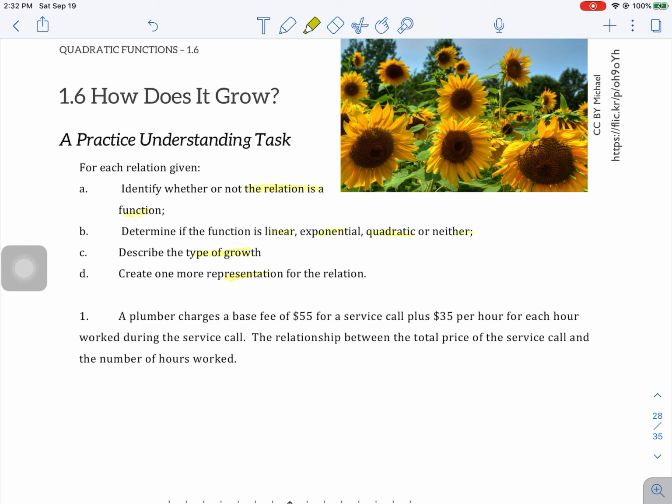I'm going to pick a few of these. This is 1.6, quadratic functions. They want us to say, is it a relation, just a relation, or a function? Everything can be a relation, but a function is very specific.